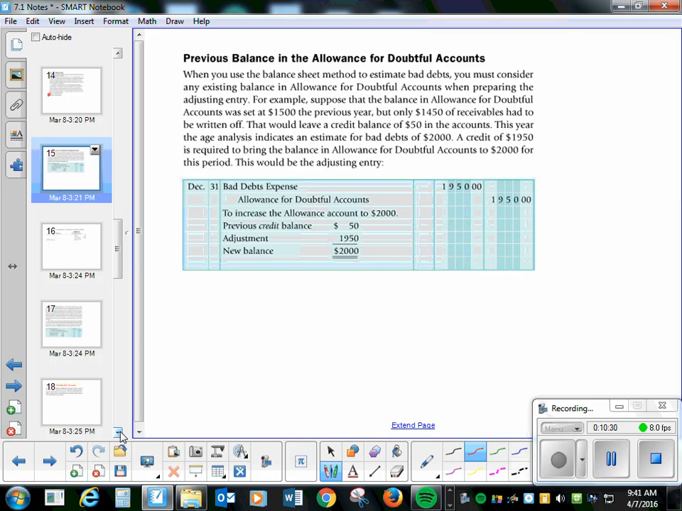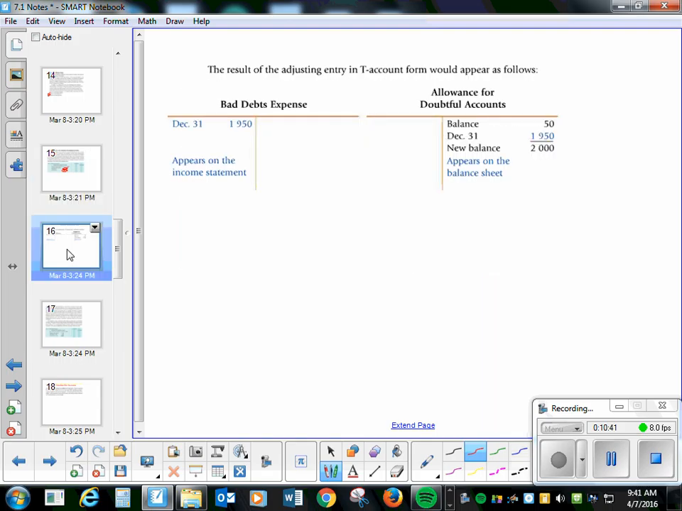Okay, so you see how they've come up with that there. They had a previous credit balance of 50. They need an adjustment of 1,950 to bring it up to 2,000. The result of the adjusting entry in T account form would appear as follows. You have your bad debts, 1,950, as it appears on the income statement. You have your credit balance of 50, your 1,950, and your new balance here would be 2,000.